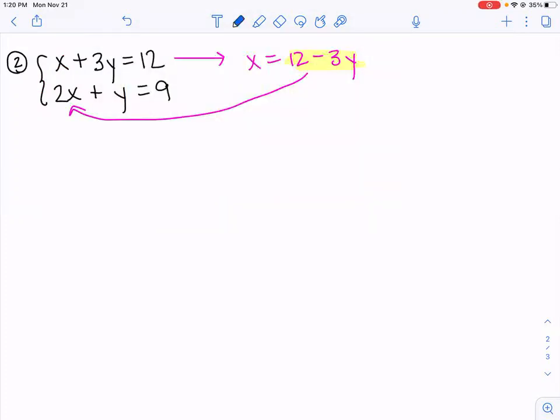All right. So 2x. So I'm going to plug 12 minus 3y in for x. We get 24 minus 6y plus y equals 9, unless you disagree. Did I do something wrong? Good there?